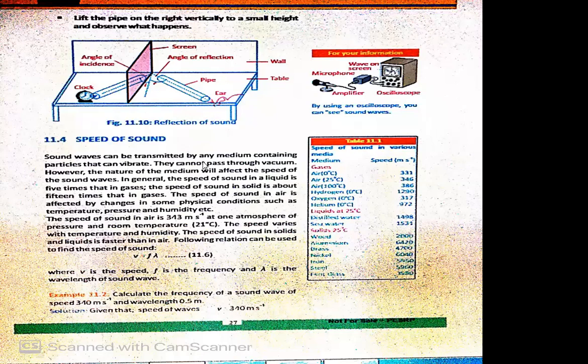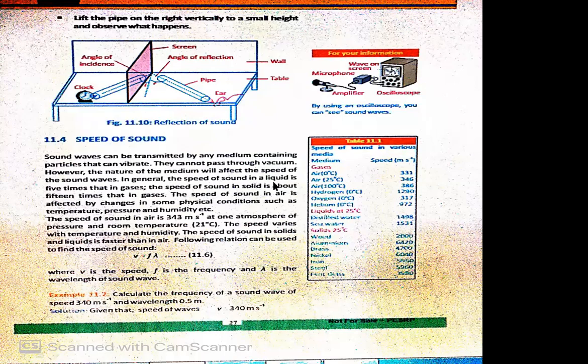Sound waves can be transmitted by a medium containing particles that can vibrate. They cannot pass through vacuum. So sound cannot pass through vacuum. If there is no air, it means that sound cannot pass through. However, the nature of the medium will affect the speed of the sound wave.